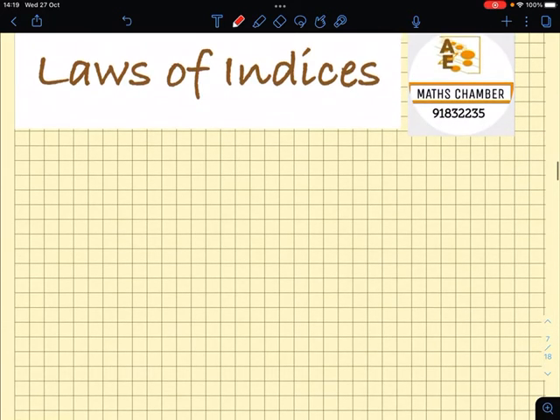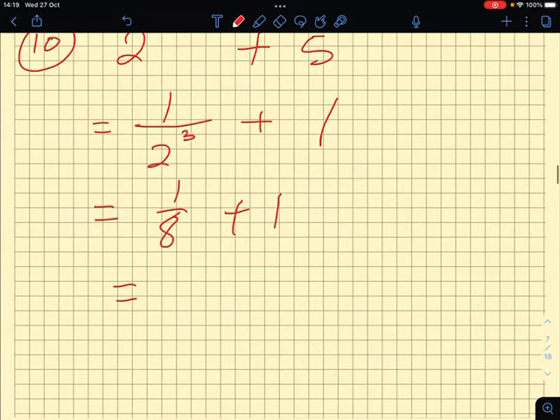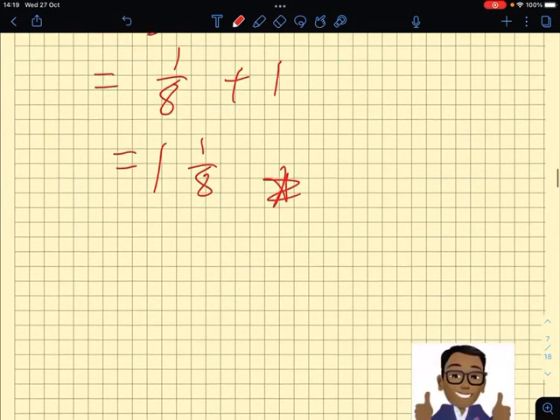Okay, number 10, we have 2 to the power of negative 3 plus 5 to the power of 0. Remember, anything to the power of 0 is 1. So this one makes a positive index, so 1 over 2 cubed, plus 5 to the power of 0 is 1. So that means 1 over 8 plus 1. Simple. Okay, let's go to number 11.